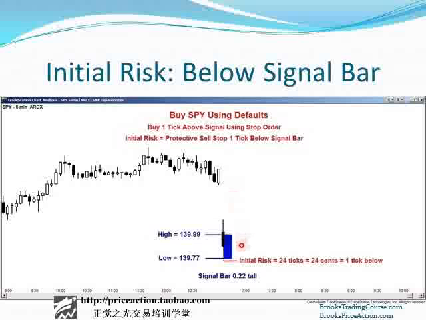Here's an example. You have a gap down with a very strong bull signal bar. The signal bar is 22 cents tall. If you're buying on a stop, you're buying at 1 tick above, and your stop is 1 tick below. So your total risk is 24 cents, 24 ticks.